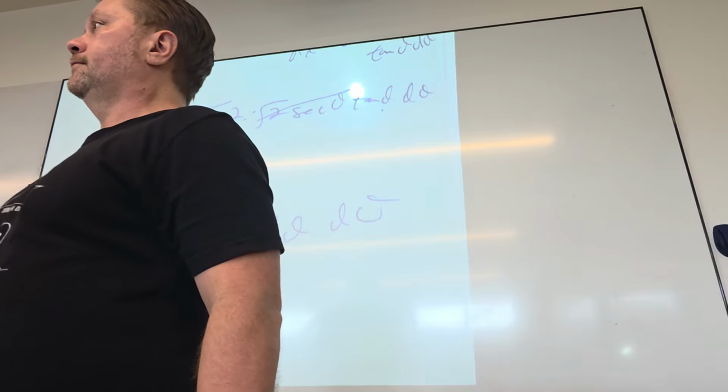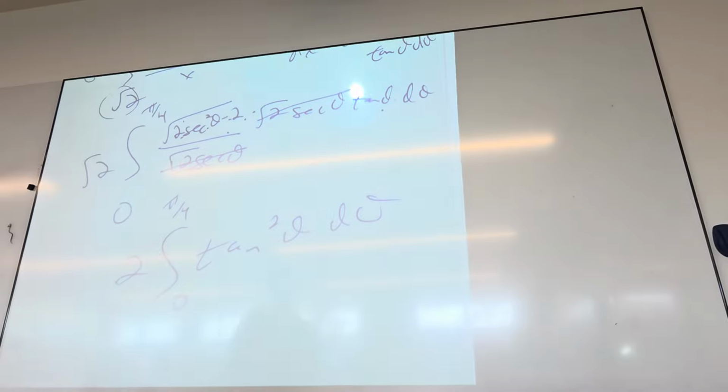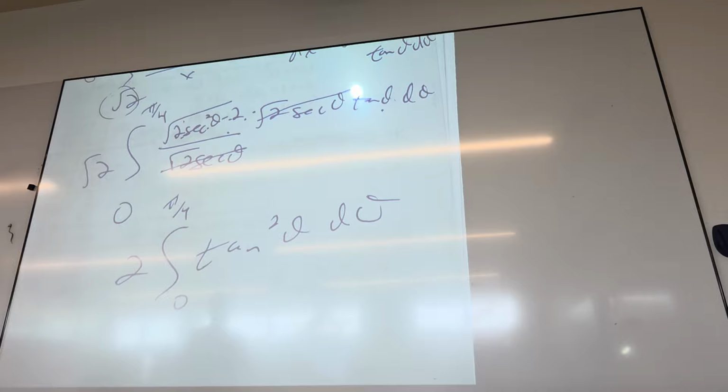How do I do this integral? Is there a power reduction formula? I don't care, because tangent squared sucks, yes? But what is tangent squared related to whose integral is easy? Secant squared.